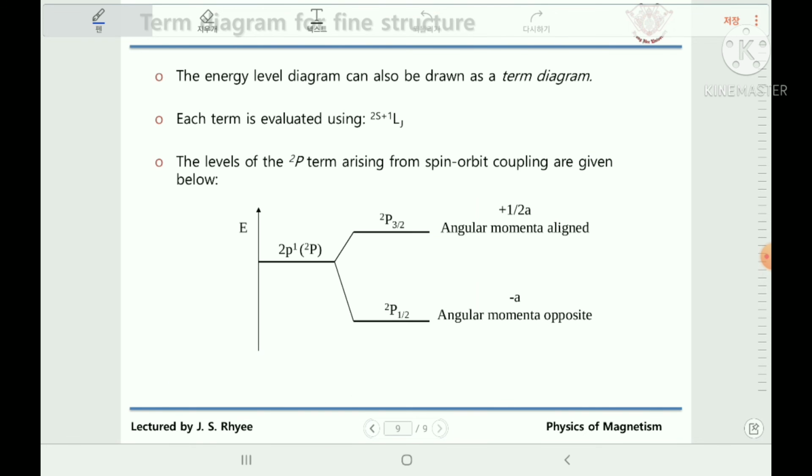Then the term symbol from the consideration in the previous case: the total J is 3/2, and the other one is 1/2, and the spin degeneracy 2S plus 1, because s equals 1/2, is 2, with orbital P, like this. This is a term symbol like this.